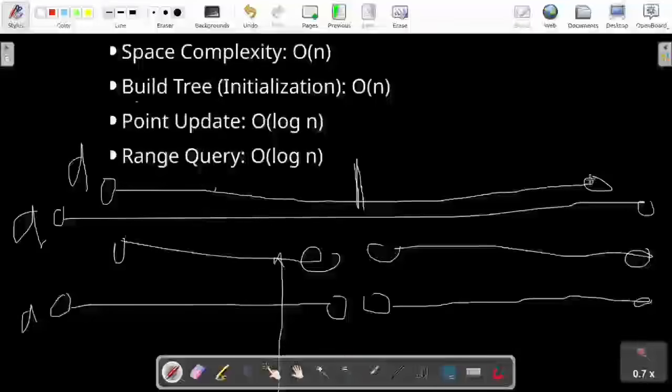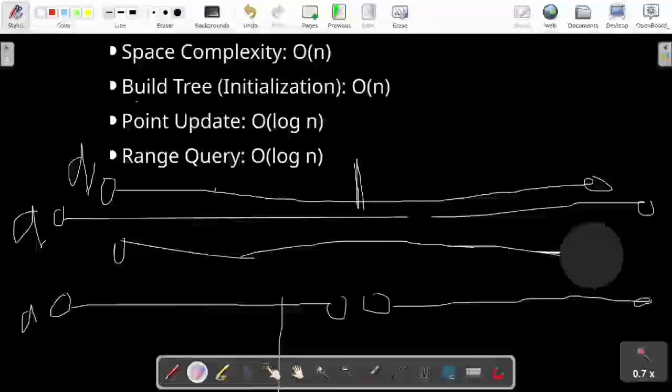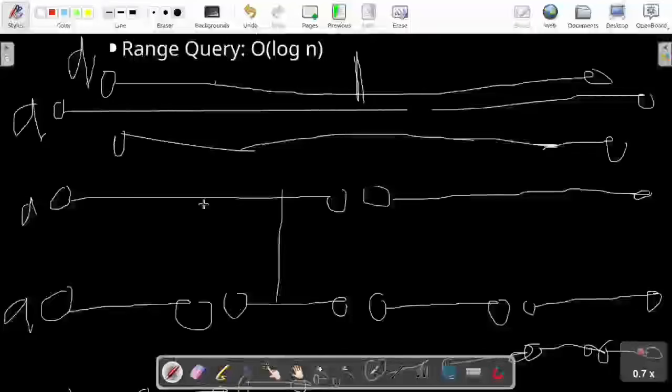The query range is from this to this. Your array range is not completely overlapping with your query range. Hence, you divide your array range from the middle. Your query is still like this. You divide your array range from the middle. Now, again, as you can see, your array range is still not completely overlapping with your query range. Again, you divide your array range in two parts.